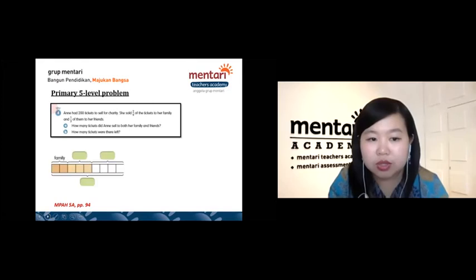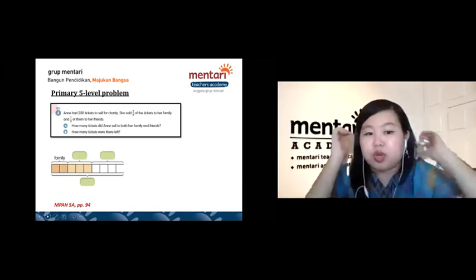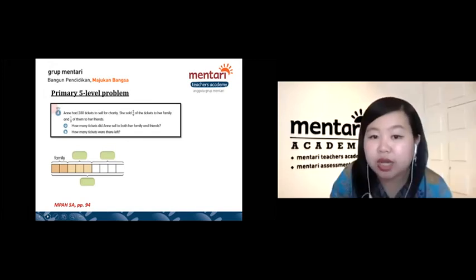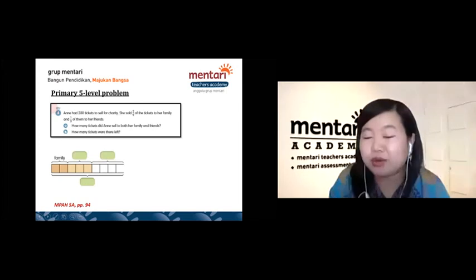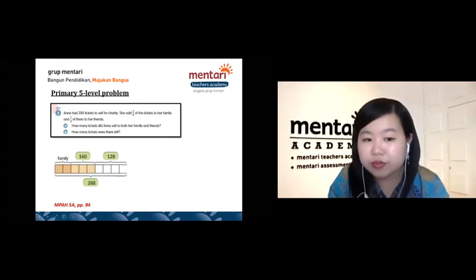Okay, so this would be similar. 288 would be the total, and she sold 2/9 of the tickets to her family and 1/3 to her friends. Okay, so this is 2/9, and 1/3 will be equivalent to 3/9. So at this point in grade 5, I think the students should have learned already about equivalent fractions, and that's what is shown in the diagram here. So you can show this kind of model and then work out the unknown values from there.